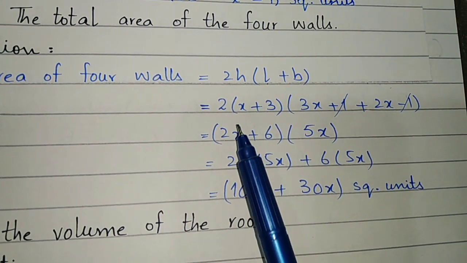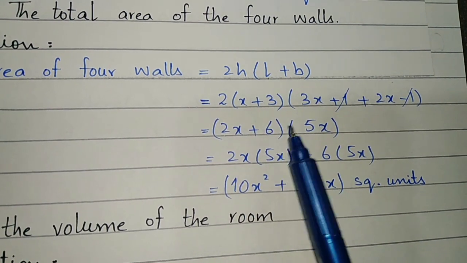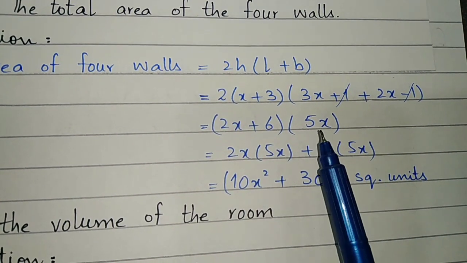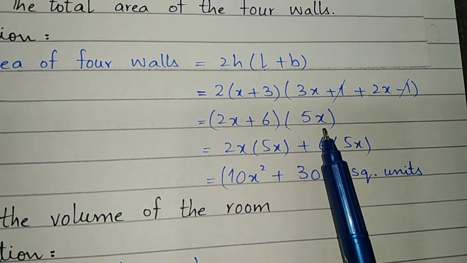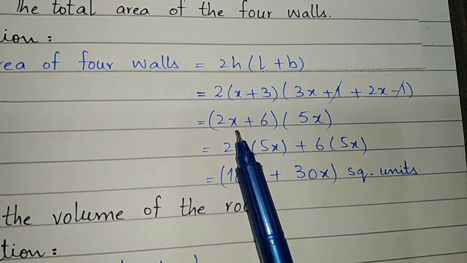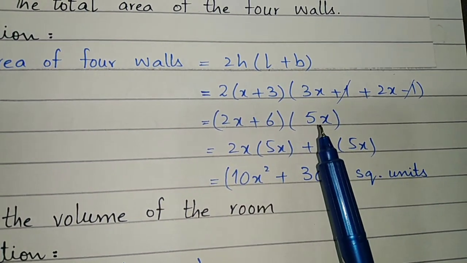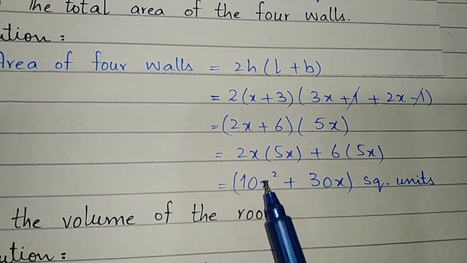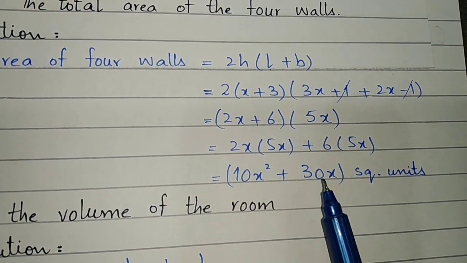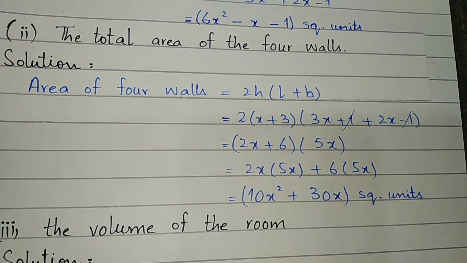So we get 2 times x, that is 2x, 2 times 3, that is 6. 3x + 2x are like terms, that will become 5x. Now you have to multiply the 5x with the whole bracket. So 2x times 5x, 6 times 5x. 2 times 5 is 10x² plus 6 times 5 is 30x square units. This is the area of the four walls.